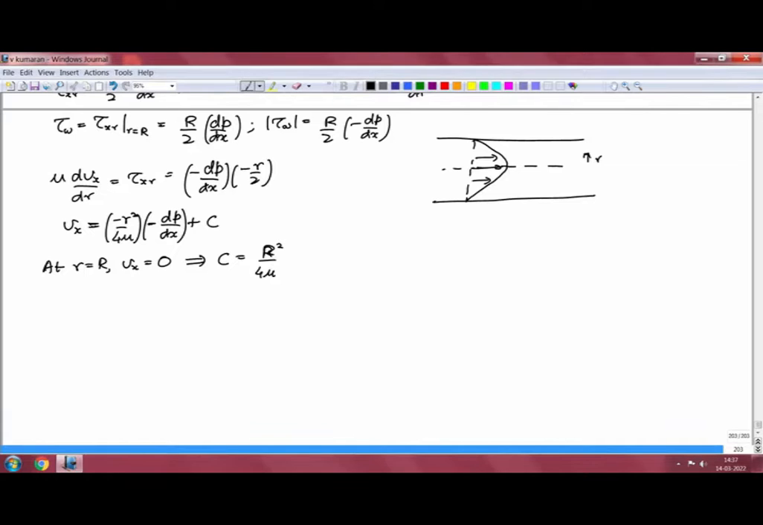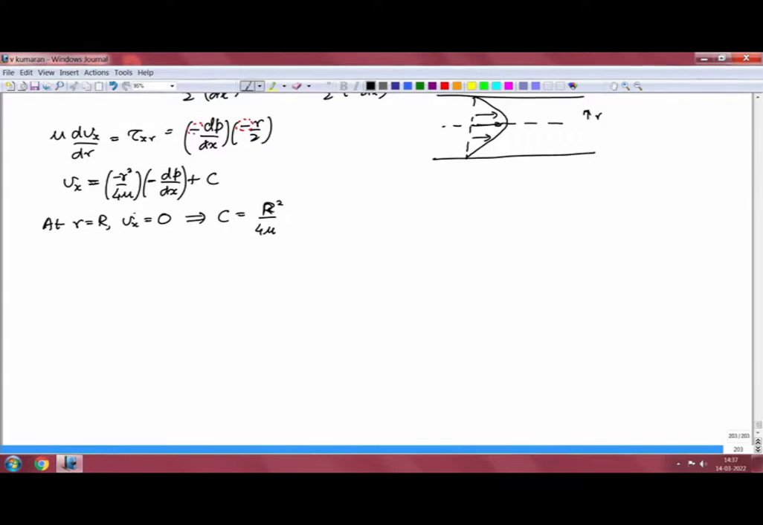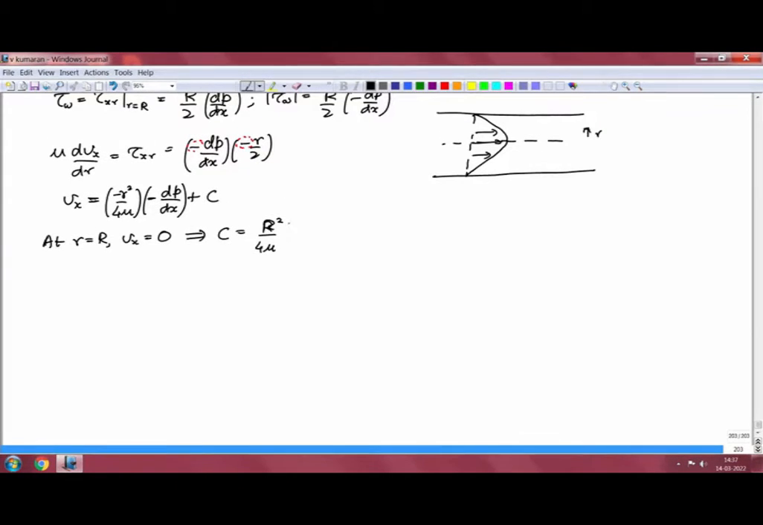There is a negative sign on both of these. Note that minus dP by dx is a positive quantity. That is the reason that I have retained a negative sign on the pressure gradient dP by dx. So, this is equal to R square, so that the velocity Vx is equal to 0 at r is equal to R. It satisfies this condition.